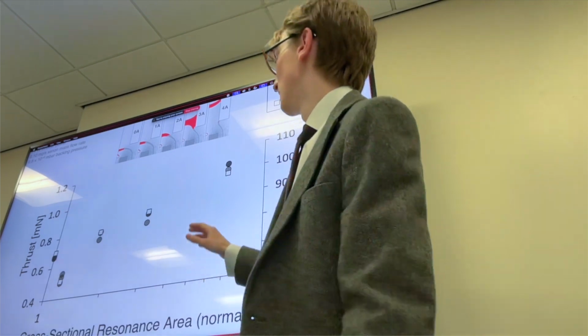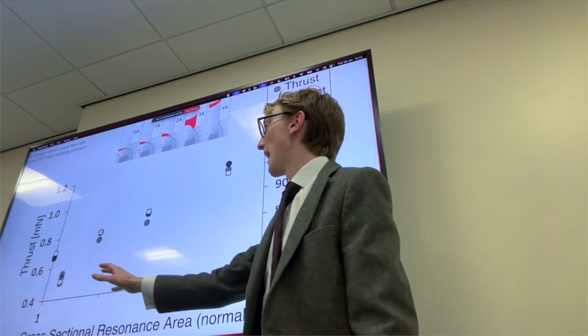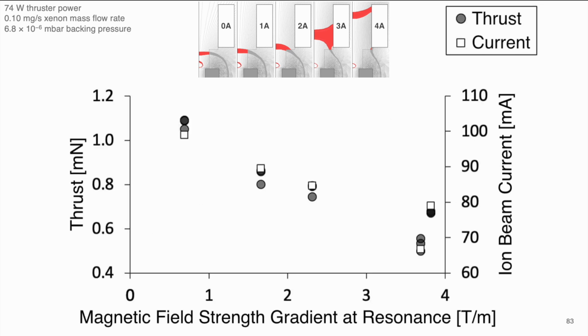You can also plot these two, thrust and beam current, over the area of the red resonance regions, and you can see here that at larger areas, you're getting the higher thrust and the higher ion beam current. And you can even plot this over the gradient of the magnetic field strength down the center line of the thruster, and you can see here that at low magnetic field strength gradients, so these really shallow gradients, you're getting the highest performance of the thruster.